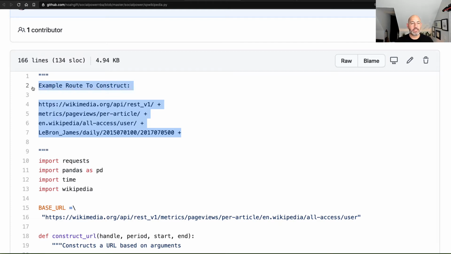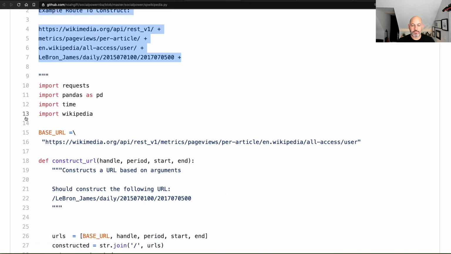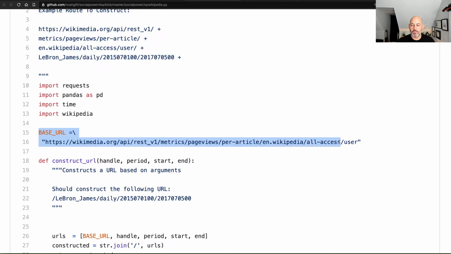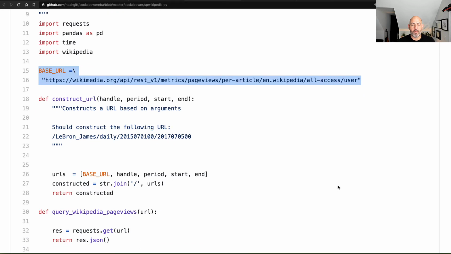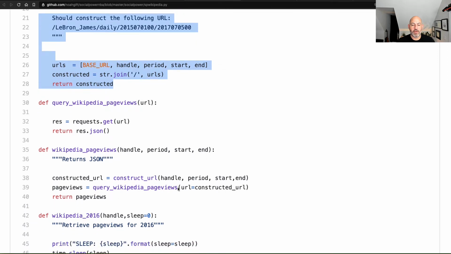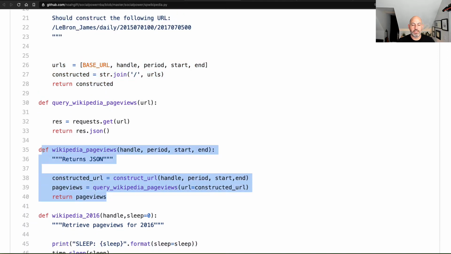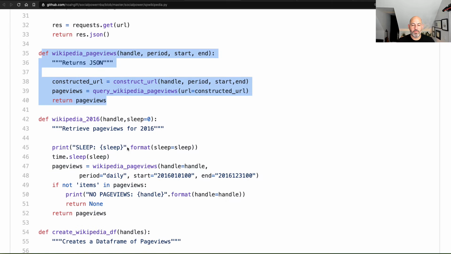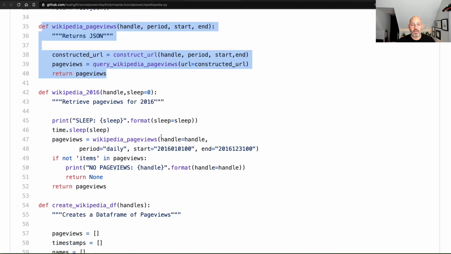And in this case, this is the route, right? It was Wikimedia API REST, and then I had to construct this URL. So the way I did this was I created a base URL here, which would be the same for all Wikipedia users. I wrote a function that constructs a URL, and then I go through here and I return back the JSON payload.